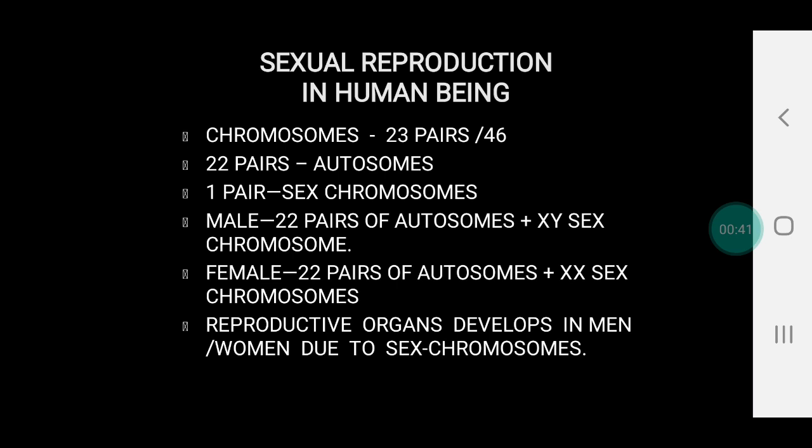Before proceeding to it, we'll just recapitulate the things which you have learned in our previous classes. There are a total of 23 pairs of chromosomes in human beings, or you can say 46 chromosomes. 22 pairs of chromosomes are called autosomes. One pair of chromosomes is called the sex chromosomes. Males consist of 22 pairs of autosomes plus XY sex chromosomes, while females consist of 22 pairs of autosomes and XX sex chromosomes. So in males the Y chromosome is present and in females X chromosomes are present. The reproductive organs develop in men and women due to the presence of sex chromosomes.